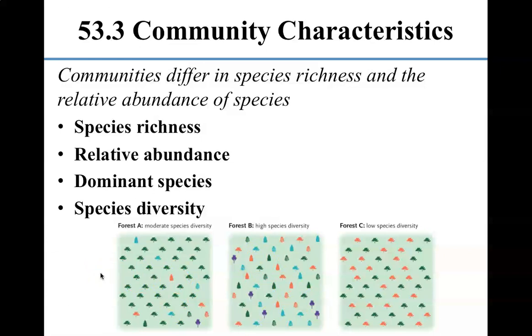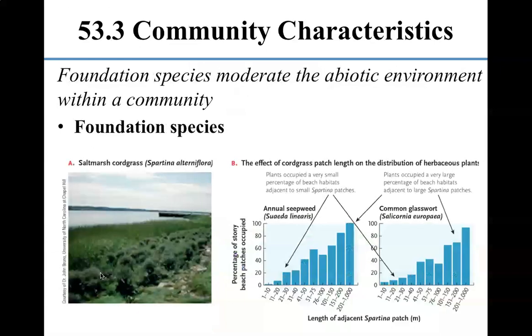And then in Forest C, we have low species diversity. There's just 2 species represented, and they're about 50-50 each. So maybe 2 dominant species there. Anyway, every community is structured a little differently, and these metrics help us keep track of that.